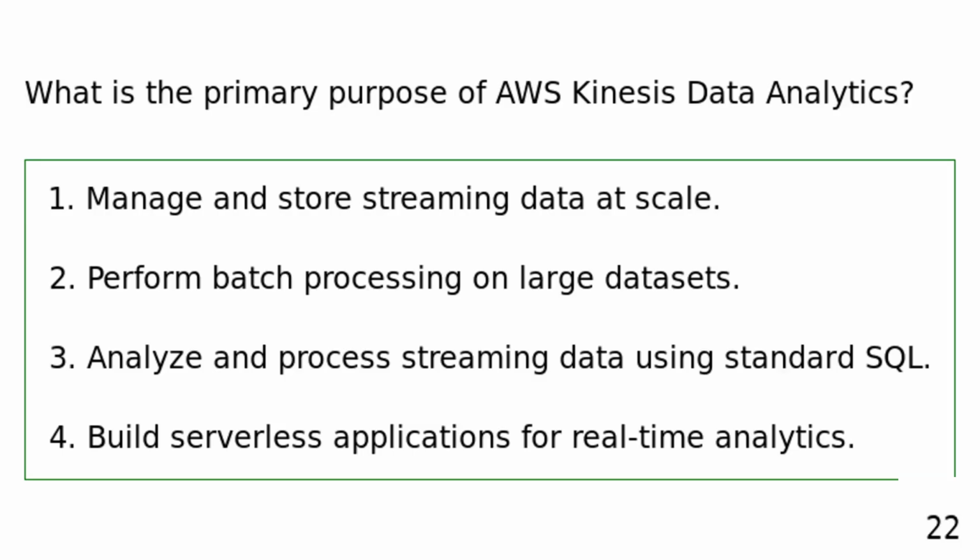What is the primary purpose of AWS Kinesis data analytics? Manage and store streaming data at scale. Perform batch processing on large datasets. Analyze and process streaming data using standard SQL. Build serverless applications for real-time analytics.